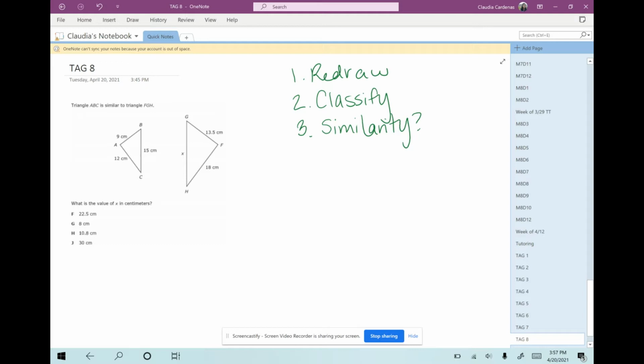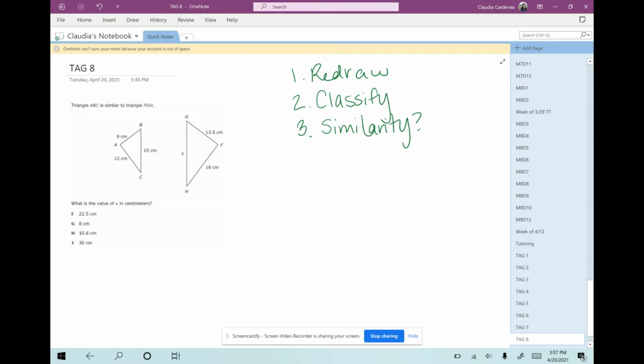Okay, so let's go ahead and review the problem together. Triangle ABC is similar to triangle FGH. What is the value of x in centimeters? So for two similar shapes, their angles will be congruent and their sides will be proportional. However, not just any two sides. Only corresponding sides are going to be matching sides of similar figures, and therefore they are proportional.